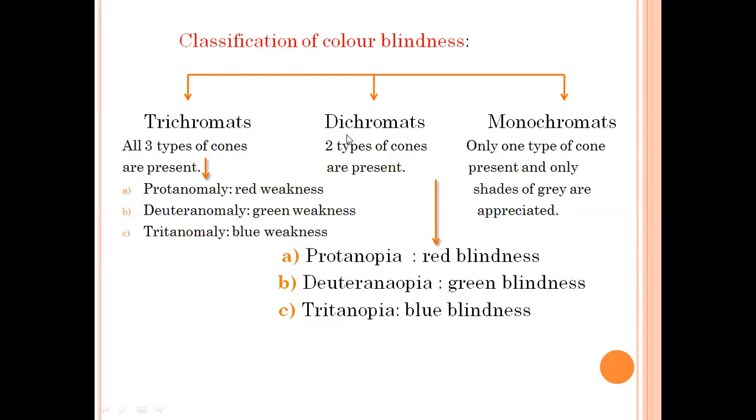Okay. Then dichromats, two types of cones are there. That means one is absent. So if the red cones are absent, that is called protanopia. If the green cones are absent, that is called deuteranopia. And if the blue cones are absent, that is called tritanopia. And monochromats, which is rare, in that we have only one type of cone, either red, blue, or green.